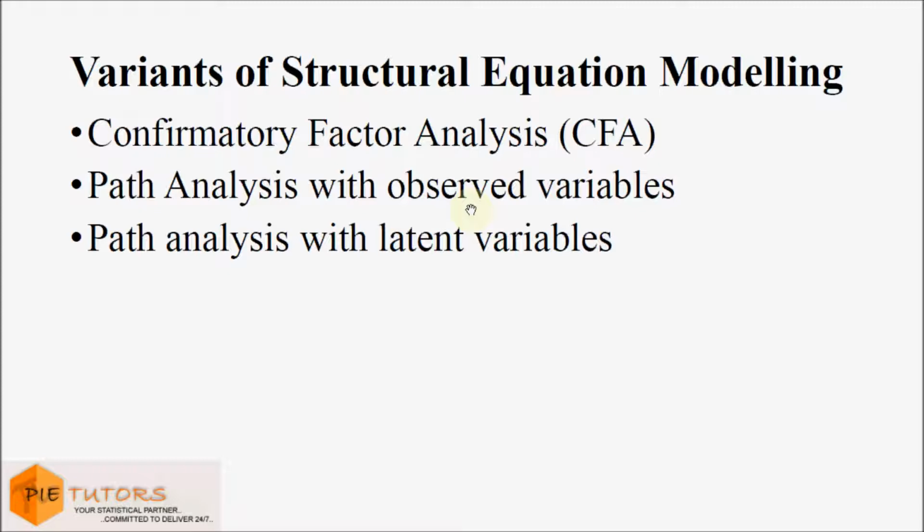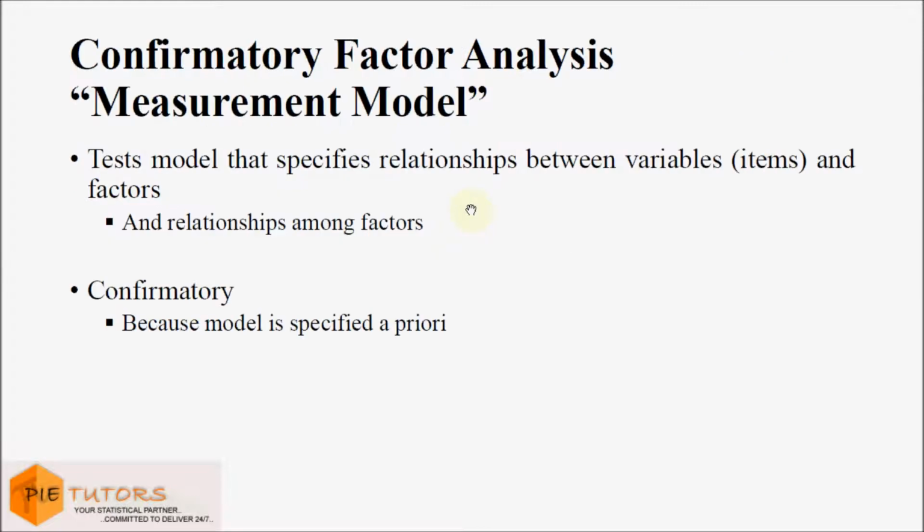There are 3 variants of structural equation models that we can run. The first one is confirmatory factor analysis. The second one is path analysis with observed variables, and the third one is path analysis with latent variables. Confirmatory factor analysis is a type of SEM analysis that is used to test measurement models. The term confirmatory implies that the model is specified a priori. Confirmatory factor analysis can be used to test the relationship between items and the latent factors, and the correlational relationship among the latent variables.